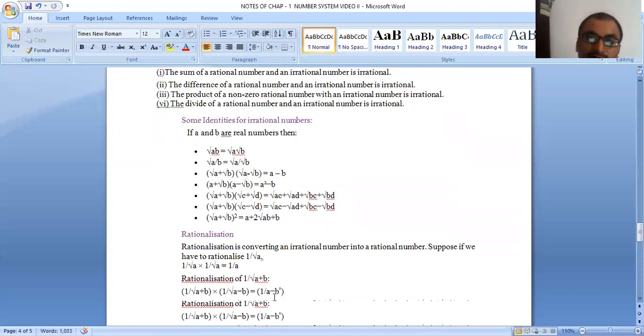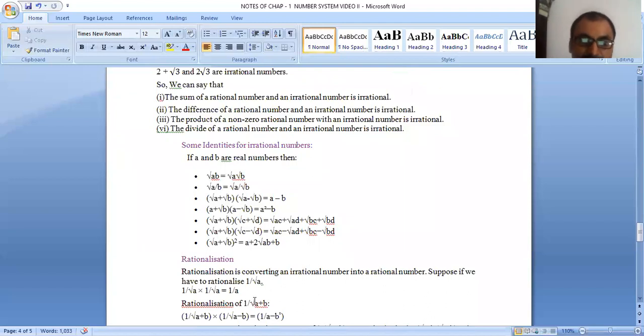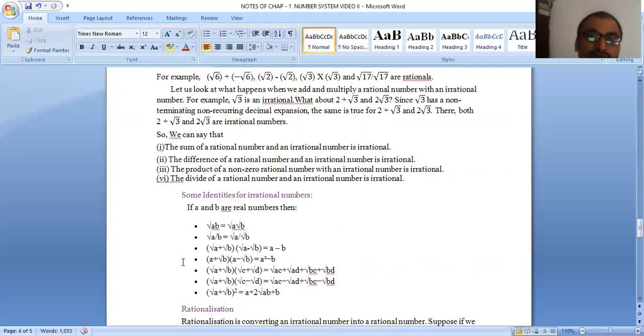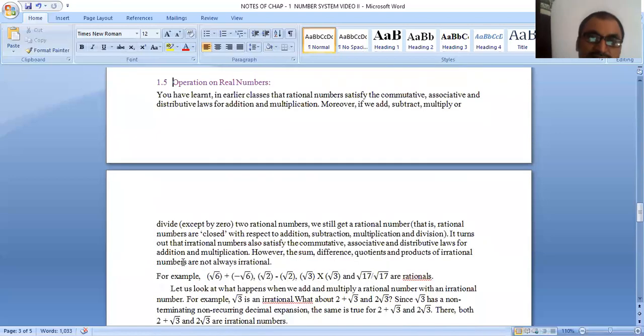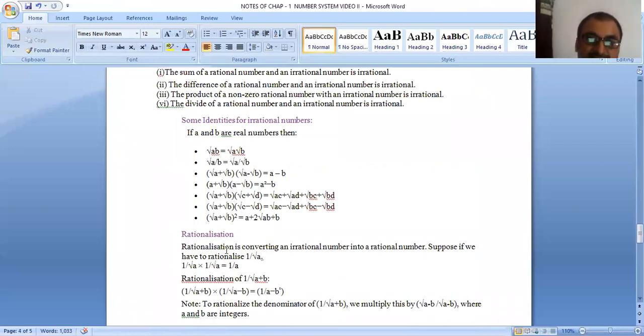Now in this series, rationalization is a topic related to operations on irrational numbers also. Rationalization is converting an irrational number into a rational number. It means our number which is irrational, we have to convert it into a rational number by the rationalization method.